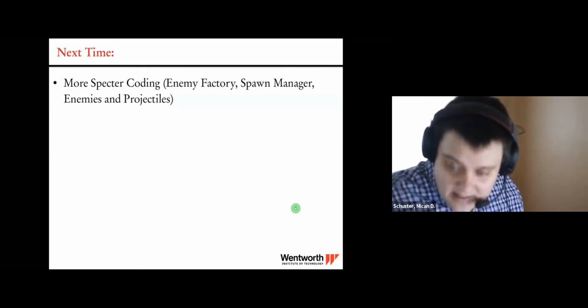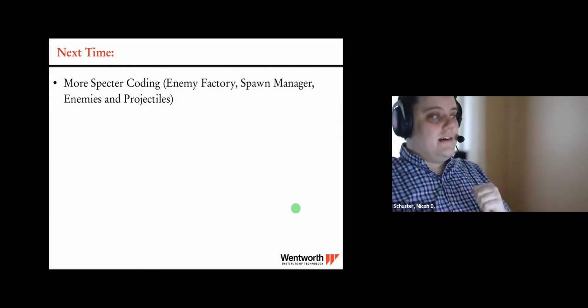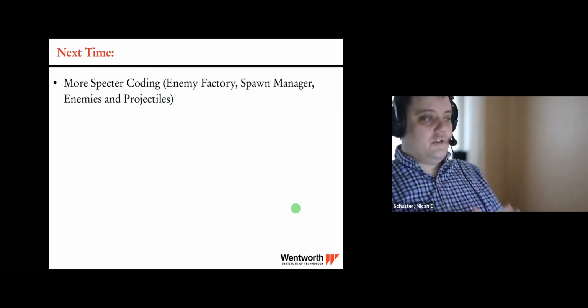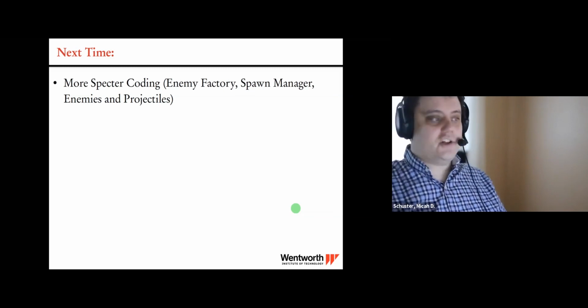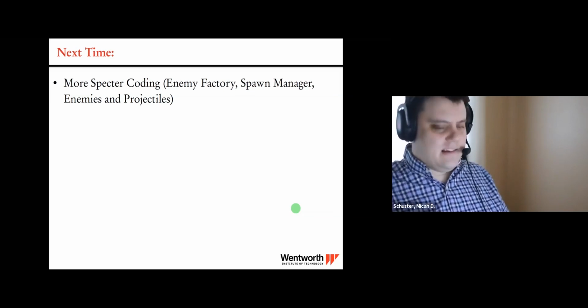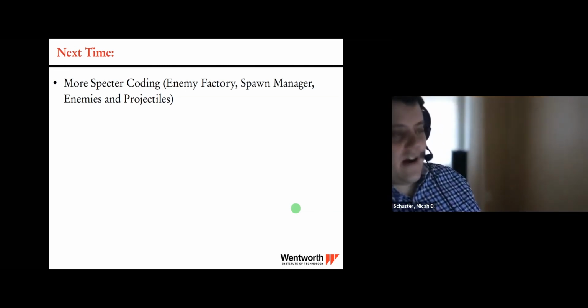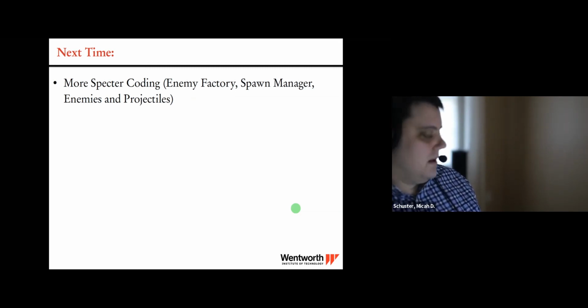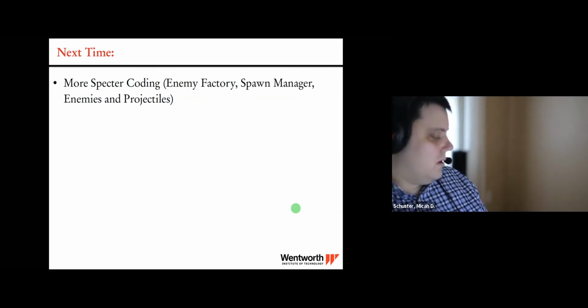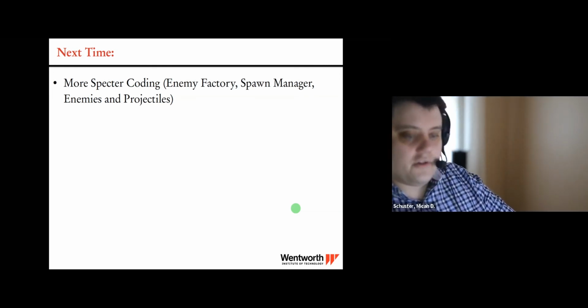And that's basically it for today. So we're just about out of time, or we are out of time. So we'll do some more Spectre coding. We're going to do enemy stuff next time. So we're going to have a spawn manager, an enemy factory, enemies, and maybe projectile. I don't know exactly how I split it up, but we will look at factory pattern, spawn manager, and at least getting some enemies spawning out there in our game world. So that is all. I will see you guys on Thursday.